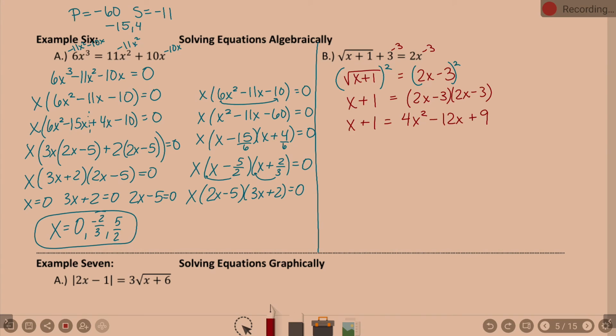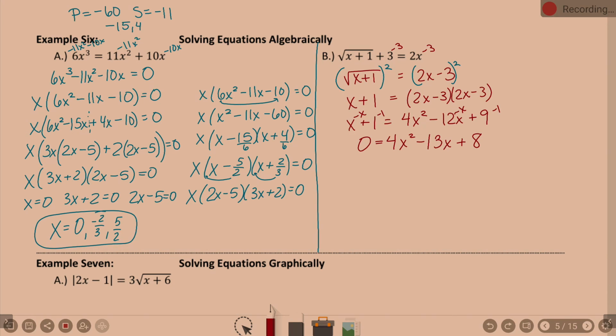Okay, work to make this equation equal to 0, yes? So I'm going to subtract x, subtract 1, because I like my positive x squared here. So I'm going to have 0 equals 4x squared minus 13x plus 8. Okay. Now what?